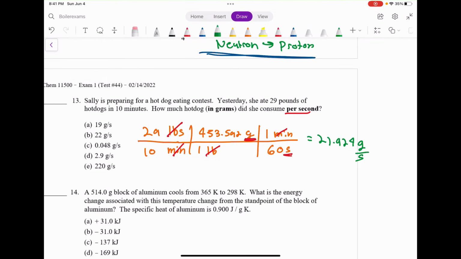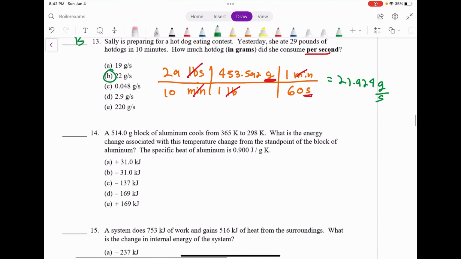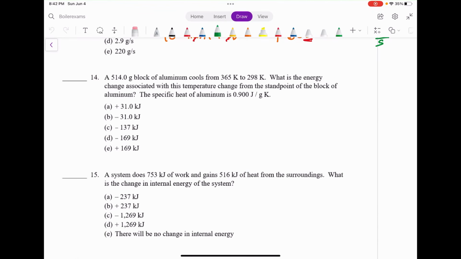Do sig figs matter? Well, sig figs matter, but they don't matter on this exam problem, because there's only one answer choice that's even close. B is the only answer choice that's close. So 13: B. Wonderful.